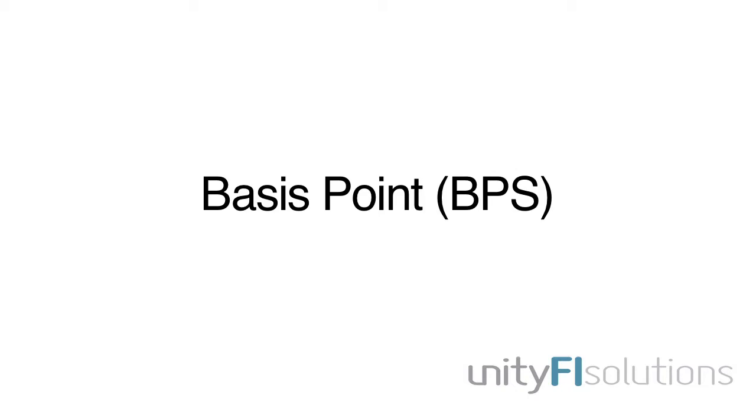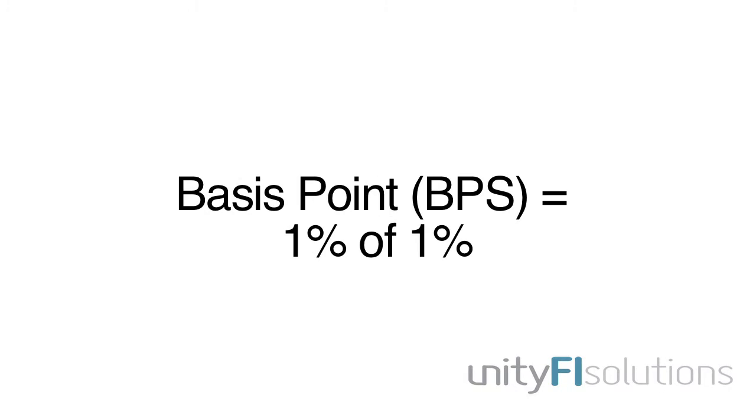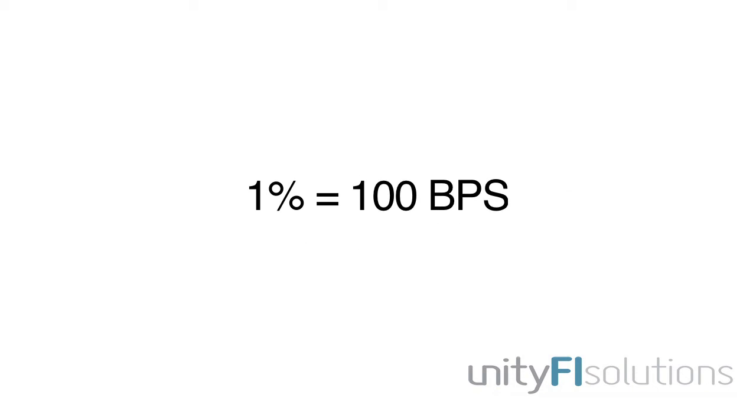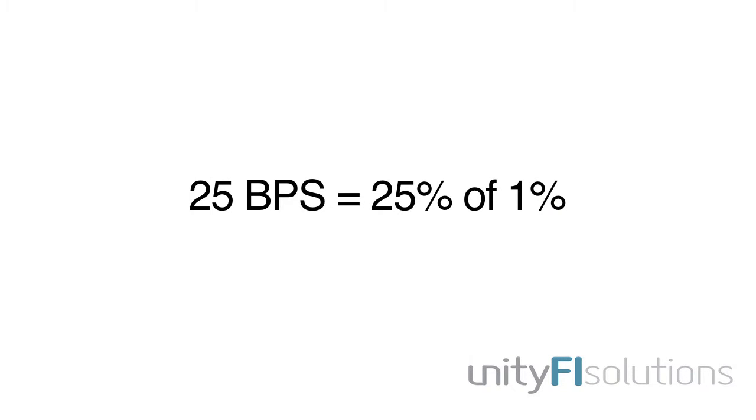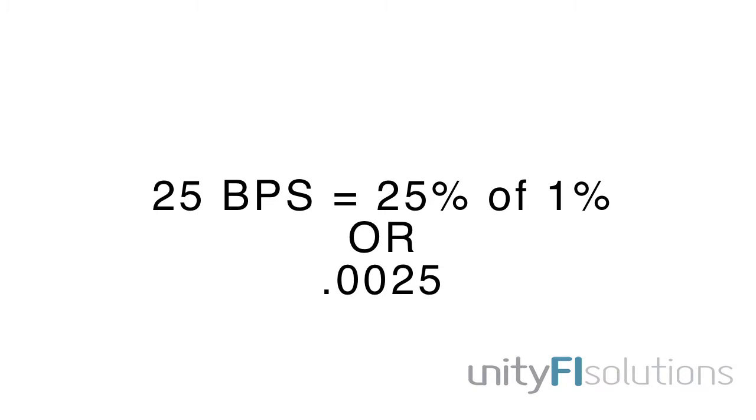Before we dive into the various types of fees, I'd like to first define the term basis points. Basis points is a term that is frequently used when discussing fees charged by credit card processors. A basis point is 1% of 1%. So 1% is equal to 100 basis points. So for example, if I said I was going to charge you 25 basis points over interchange, I'm saying that I will charge you 25% of 1% or 0.0025. The importance of basis points will become clear as we start discussing fees.